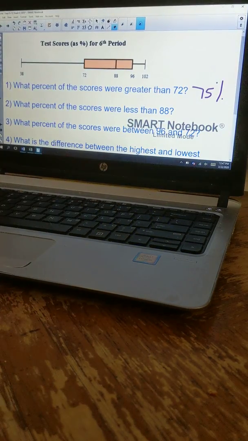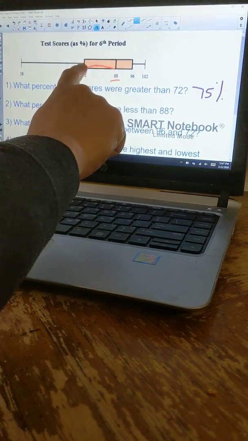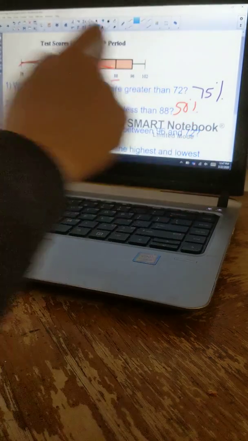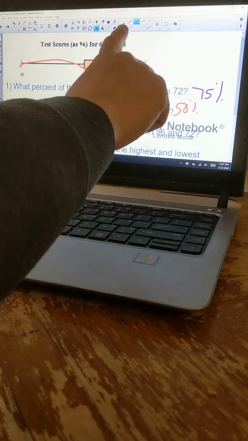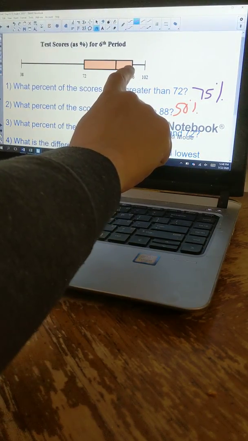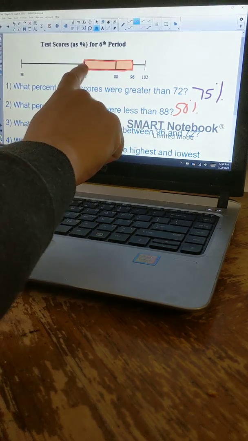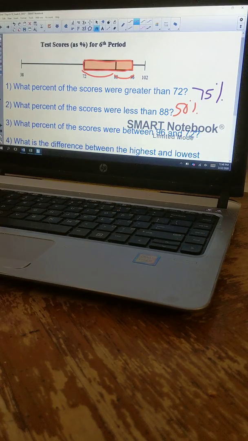Question 2 says, what percent were less than 88? Find 88 on the graph. 25, 50% were less than 88. What percent of the scores were between 96 and 72? Ooh, I like that. Between 96 and 72. So here's 96, here's 72. So really it's asking us the whole box. And each part of the box is 25%, so that is also 50%.